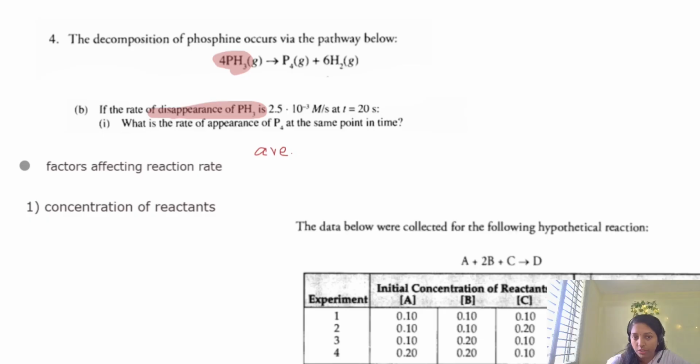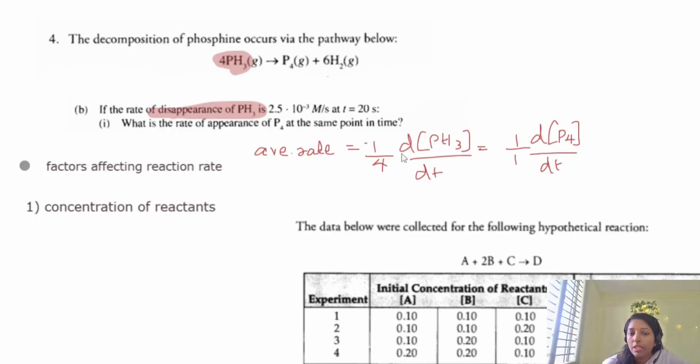For example, you can write average rate is equal to, in terms of PH3, minus 1 over 4 change in concentration of PH3 over change in time, which is equal to 1 over 4 change in concentration of P4 over change in time, right? So see here, disappearance rate of PH3 means they only include this much. This is what you call the disappearance rate, without the stoichiometry. Okay, so that is 2.5. So one fourth of 2.5 times 10 to the power of minus 3.